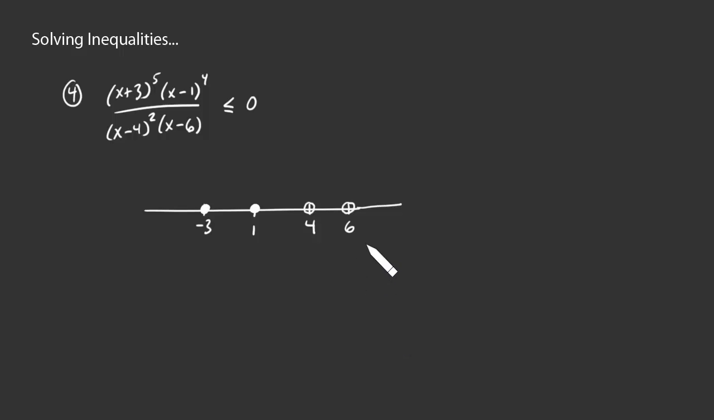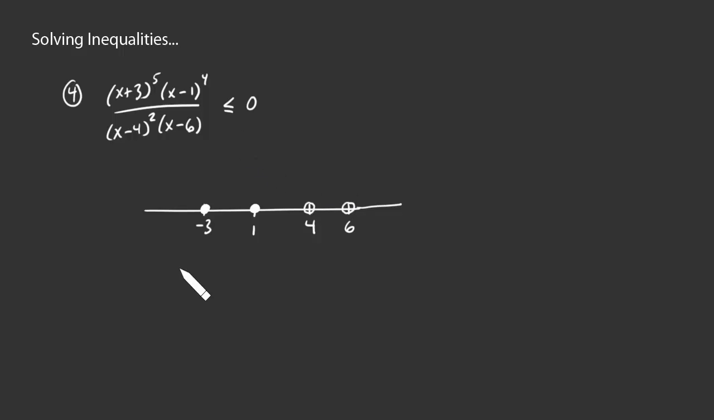So we just have to do a sign analysis on each one of those intervals as to whether this expression here is positive or negative, and that will tell us whether or not we want to include it in our solution set. Of course, this time we're looking for less than or equal to 0. We're looking for negative values.